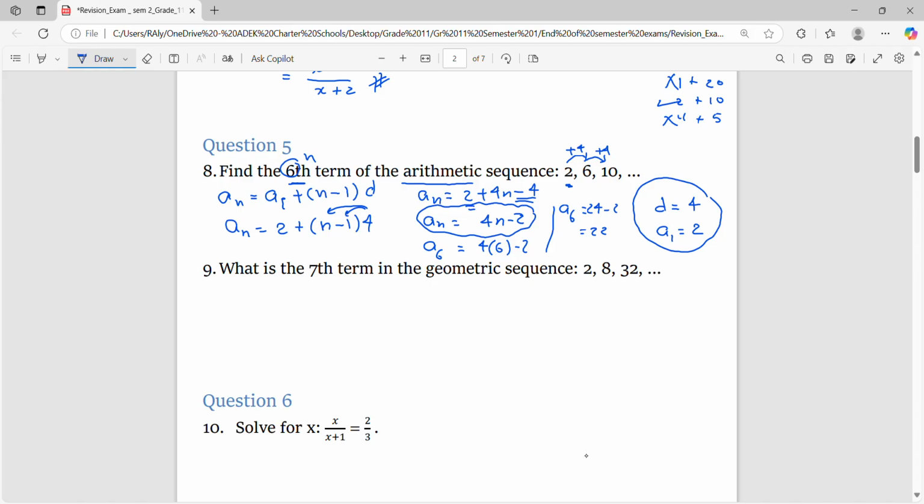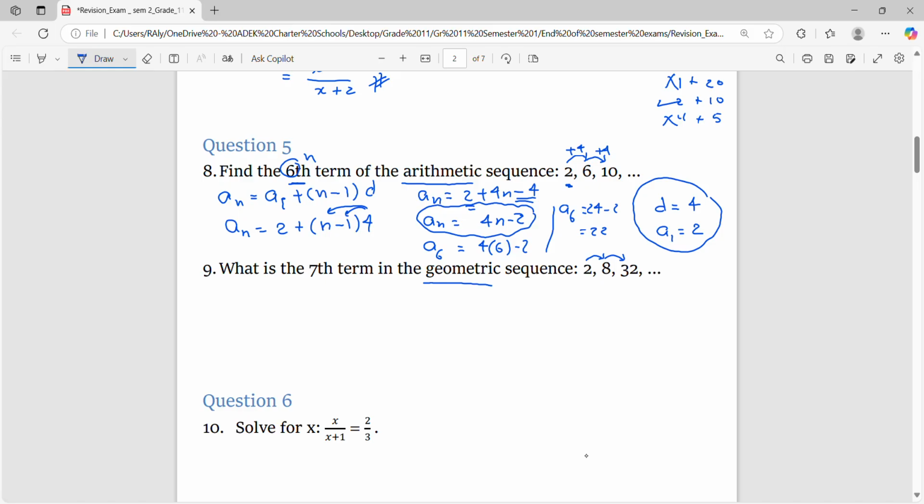Question 9, but here this is different than the previous one because this is geometric. As we know, the difference between arithmetic and geometric is that in arithmetic you add or subtract to get the next term, while here you need to multiply or divide to get the next term. It means you need to check by yourself what we did to get from 2 to 8, and similarly we do the same thing to get the third one.